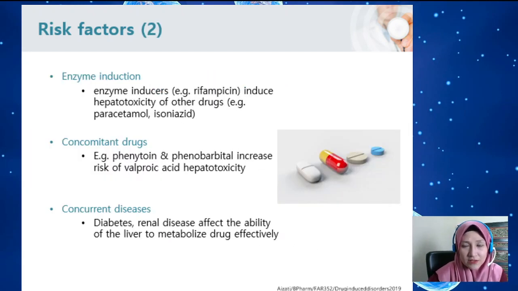Also, enzyme inducers like rifampicin, for example, may induce hepatotoxicity of other drugs like paracetamol or isoniazid. So concomitant drug use is also one of the factors, in which the combination of drugs that both affect the liver is going to increase the risk of hepatotoxicity. And concurrent diseases like diabetes and renal disease might also affect the ability of the liver to metabolize the drug effectively.